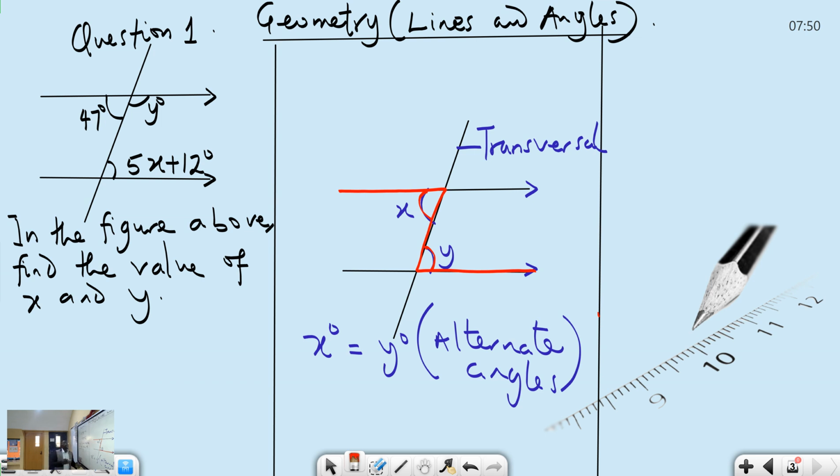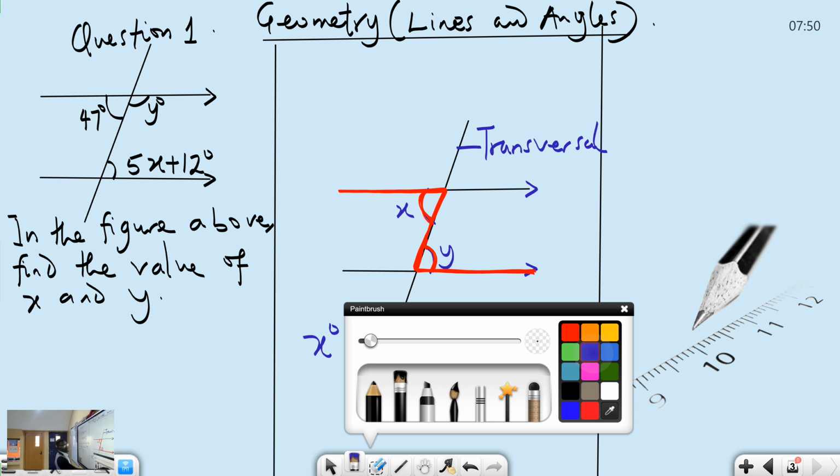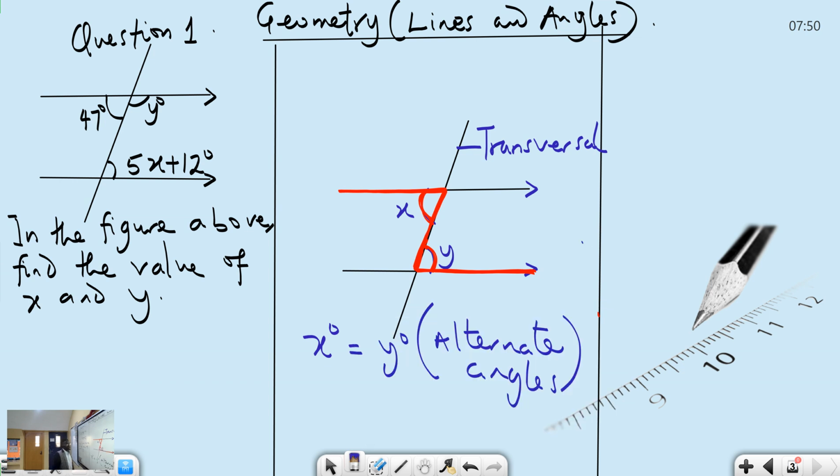A lot of times students confuse themselves, taking corresponding for alternates. So you need to get the difference. Anywhere you have the letter Z form in any lines and angles given, the corners of it are alternate. Are we together? So how do we know corresponding angles? Corresponding angles are formed where you have the letter F.